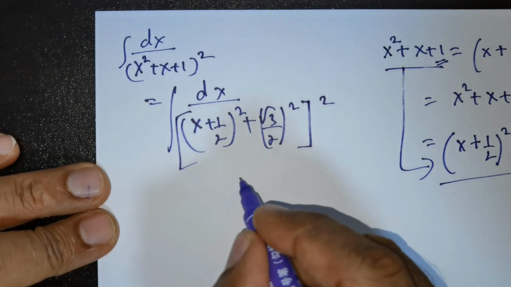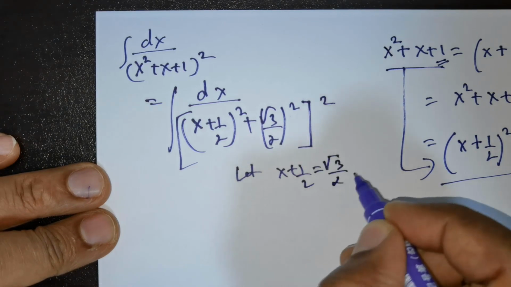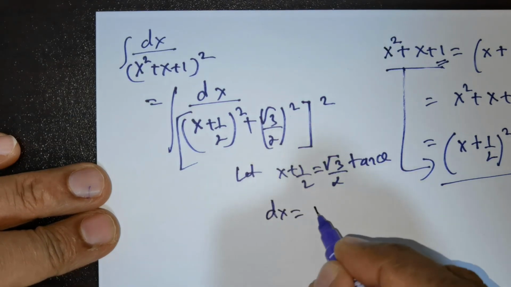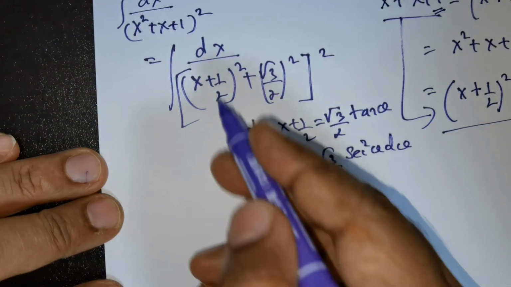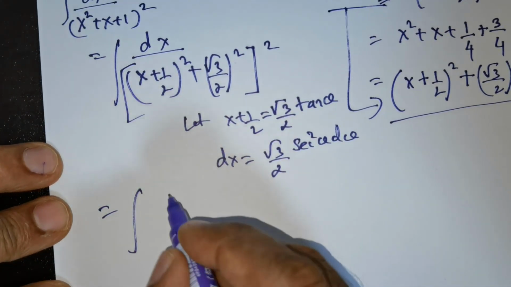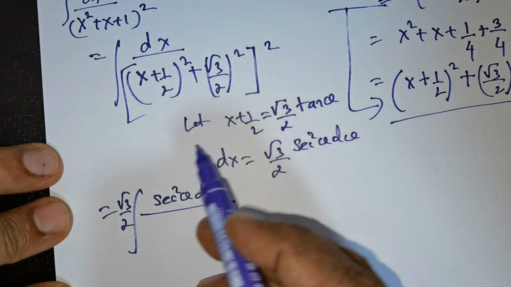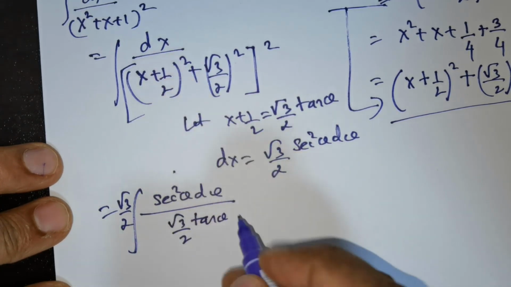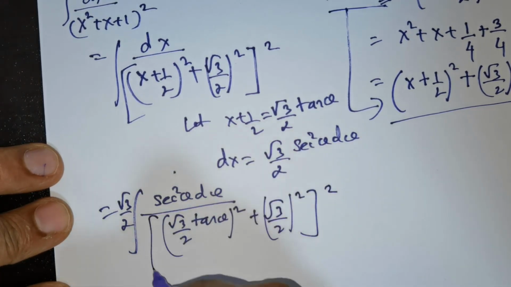Now let me make a substitution. Let x + 1/2 be equal to root 3 / 2 times tan theta. If I were to differentiate, dx is equal to root 3 / 2 times the derivative of tan theta, which is secant squared theta times d theta. So this integral is rewritten as, in place of dx, I'm going to substitute root 3 / 2 times secant squared theta d theta, divided by, in place of x + 1/2, I'm going to substitute root 3 / 2 tan theta, that has to be raised to the power of 2, plus (root 3 / 2) raised to the power of 2. This in turn is raised to the power of 2.